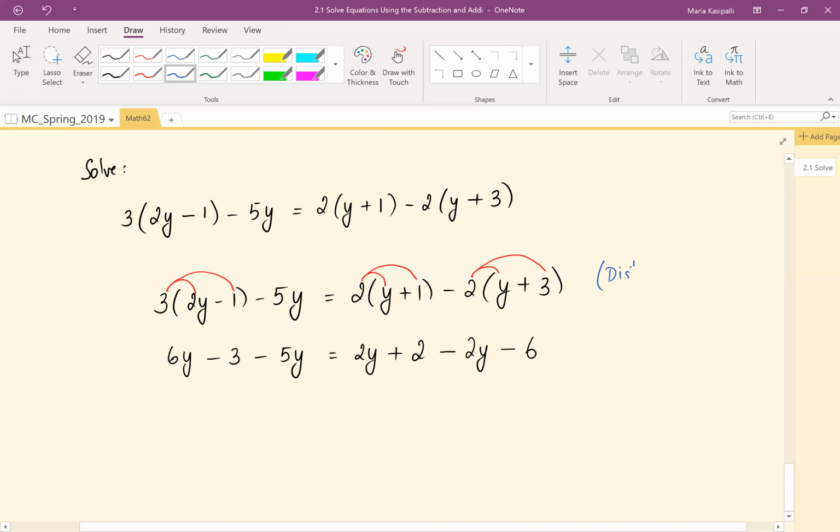We used the distributive property. And now we need to look at these terms, and then I have to combine like terms.